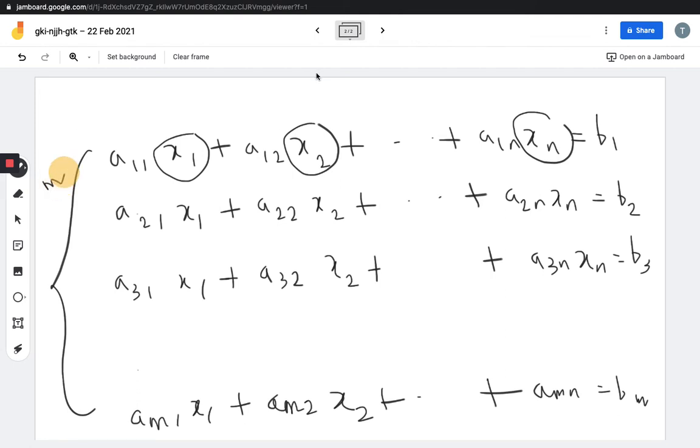Now suppose m is 100 and n is 100. Just imagine the situation. You have 100 unknown variables x1, x2, x100, and you have 100 equations. You have to solve for these 100 unknown variables based on these 100 equations. Just imagine that you are using a whiteboard to write down these 100 equations. You will just become mad while you are writing all those things together.